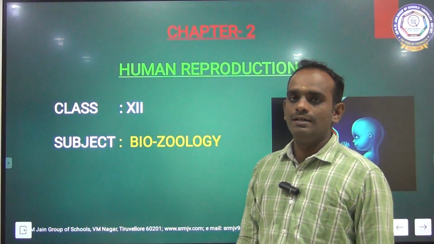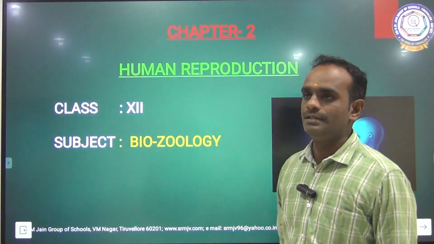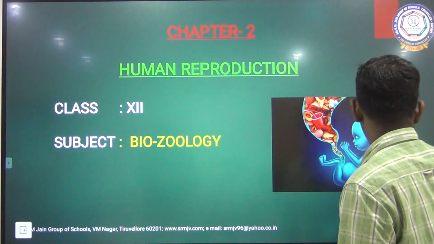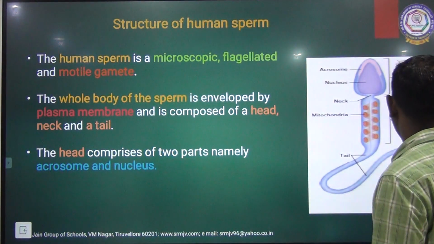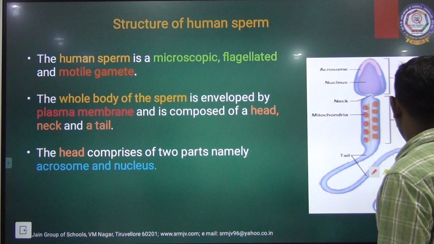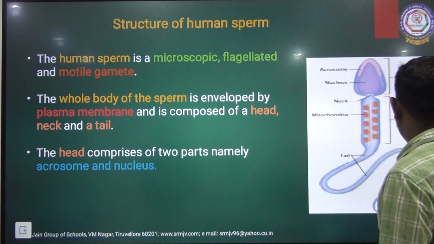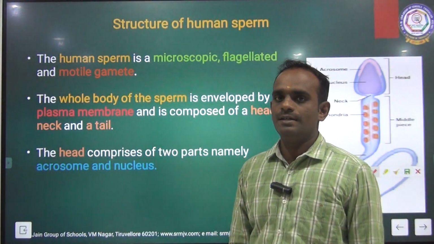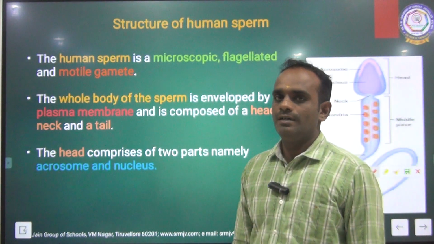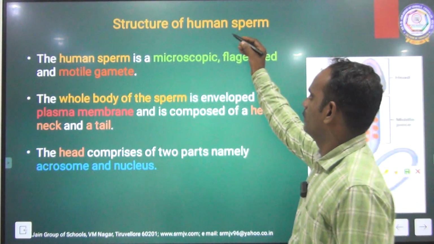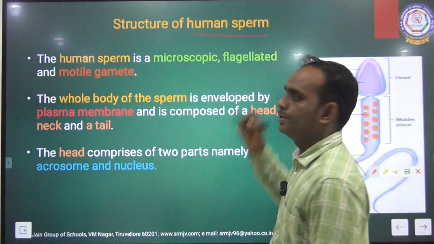Class 12, subject Biozoology, Chapter 2, Human Reproduction. In the previous class, we already discussed oogenesis. After that, now we are going to discuss the structure of human sperm.